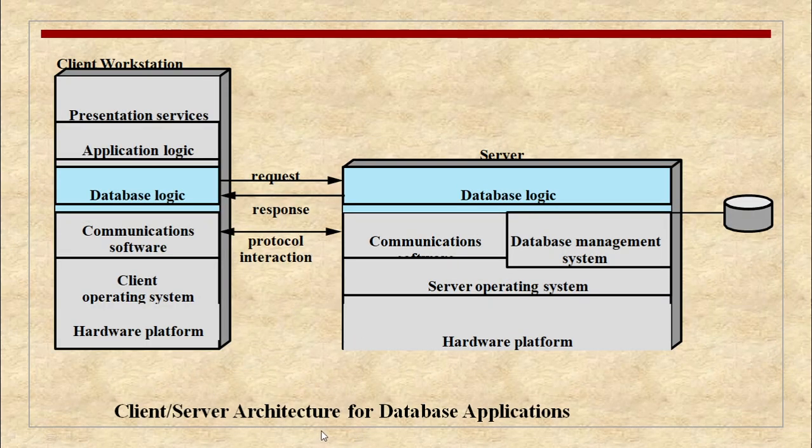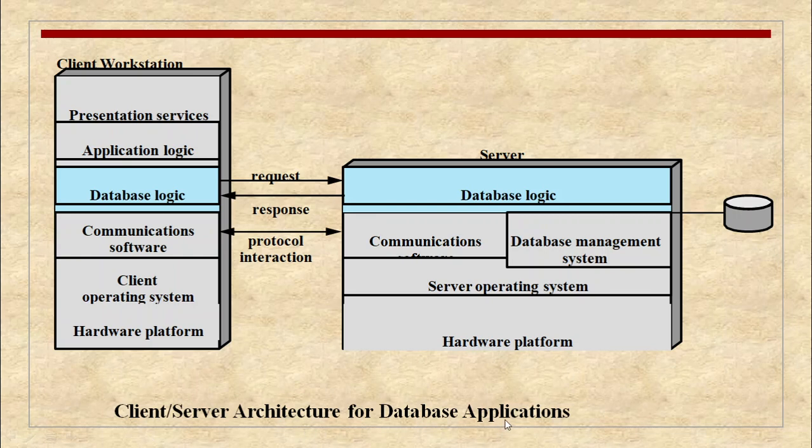Now, the architecture for the client-server based database application. Here, in the client workstations, the client is sending a request for the database logic to the server. The server responds to the database logic, and through the protocol communication software, the client operating in the hardware, there will be common communication, and it will be responded to as per the data that has been stored in this particular server.